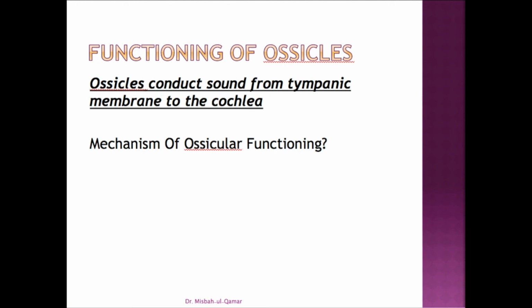I will tell you in detail how these ossicles, the chain of bones, function to conduct the sound from the tympanic membrane to the cochlea, in such a way that the handle of the malleus is attached to the center of the tympanic membrane. And keep in mind that this point of attachment is constantly pulled by the tensor tympani muscle, so that the tympanic membrane is kept taut or tensed.